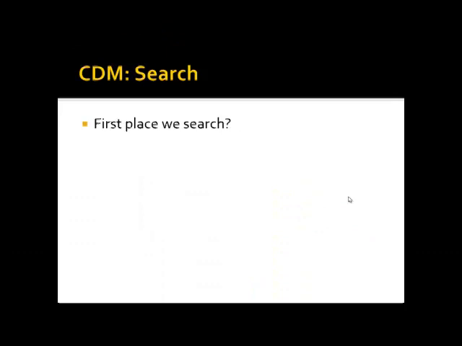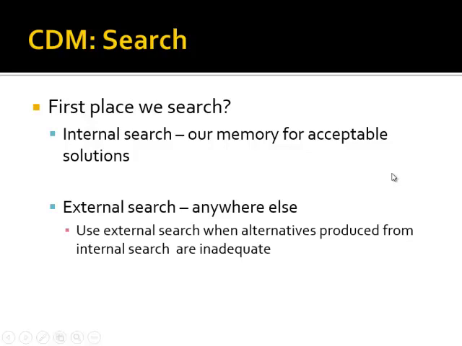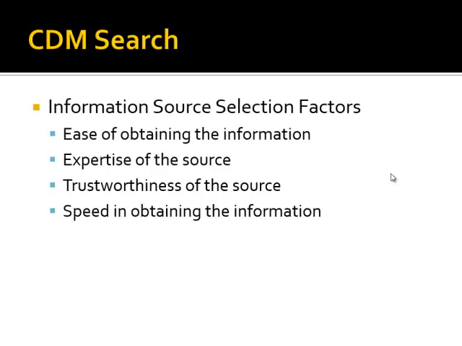Where's the first place we search? We search our memory first. We call that internal search. We look for potential solutions that would fit our consideration set. If we don't find a brand that we like, or if we don't find enough brands, or we're not sure if there are better brands that we don't know about, then we will search externally, which includes any place outside our memory.